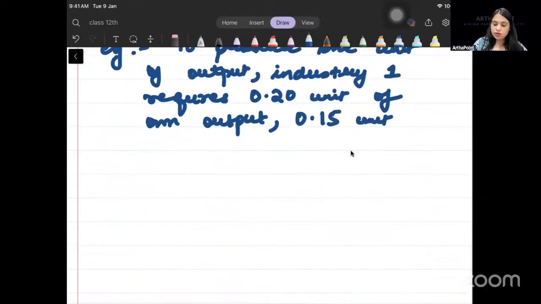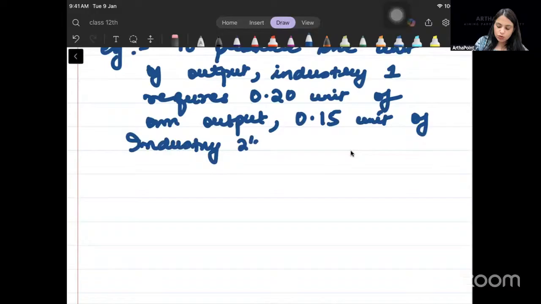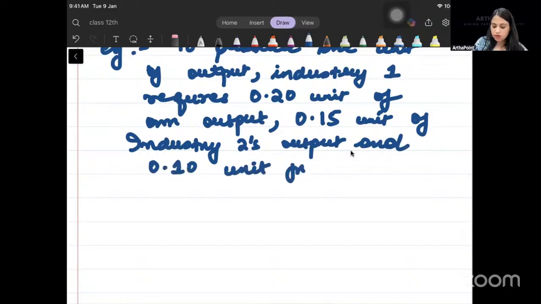0.15 unit of industry 2's output and 0.10 unit from industry 3. So this is the way in which you can answer this question.